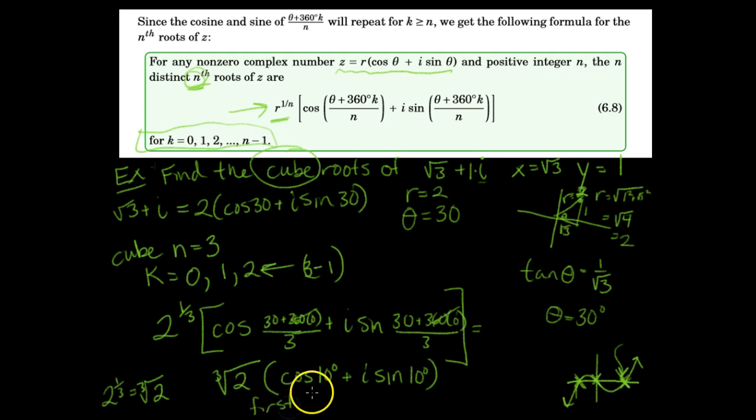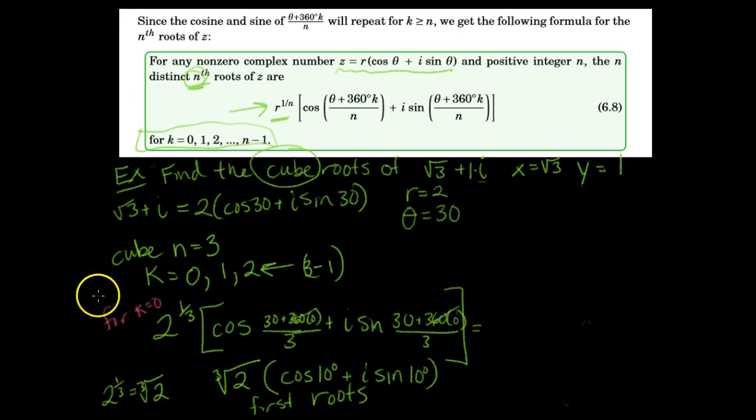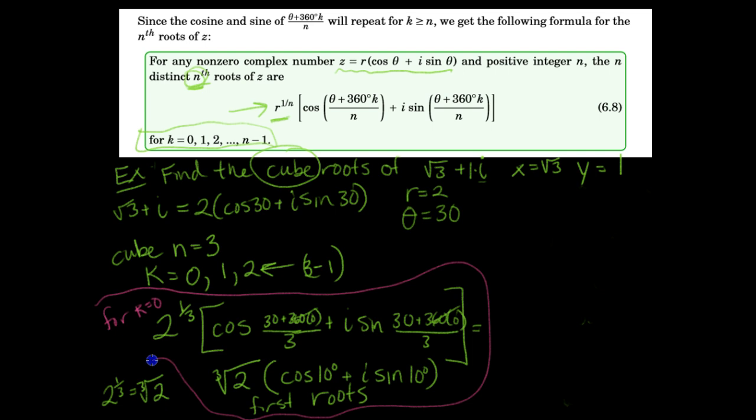Now I have to find the other roots, which means I need to make a little more room on this page. Okay, so we just found the first root. That was when k is equal to 0, and this is all the work for it. Now we have to do k equals 1, and then we'll do k equals 2 as well.